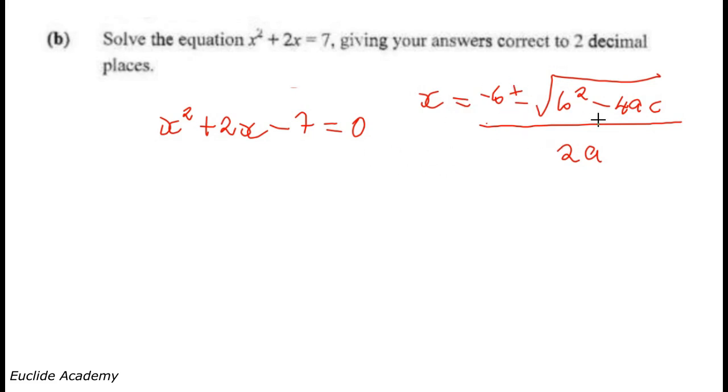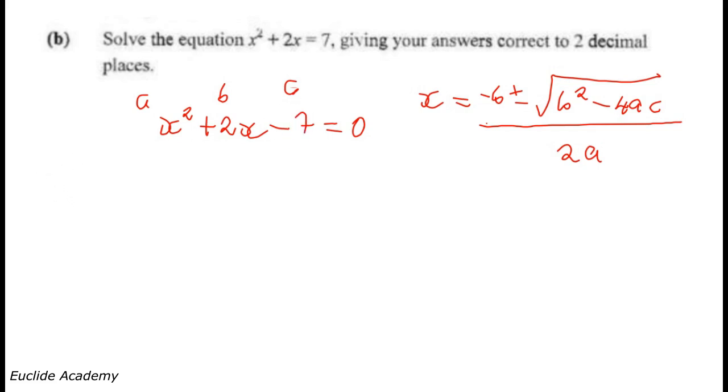So what do these b's, a's and c's in this formula mean? The coefficient of x squared is considered to be a, the coefficient of x is considered to be b, and the constant here is considered c, together with the sign. Don't just pick the number, pick it together with the sign.